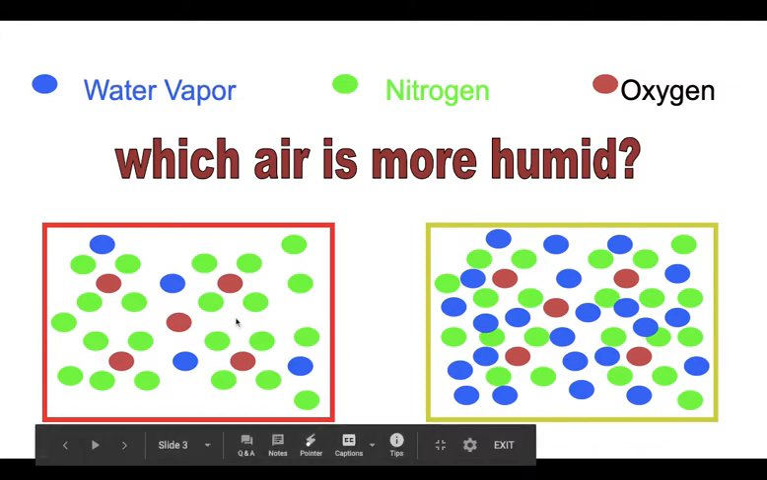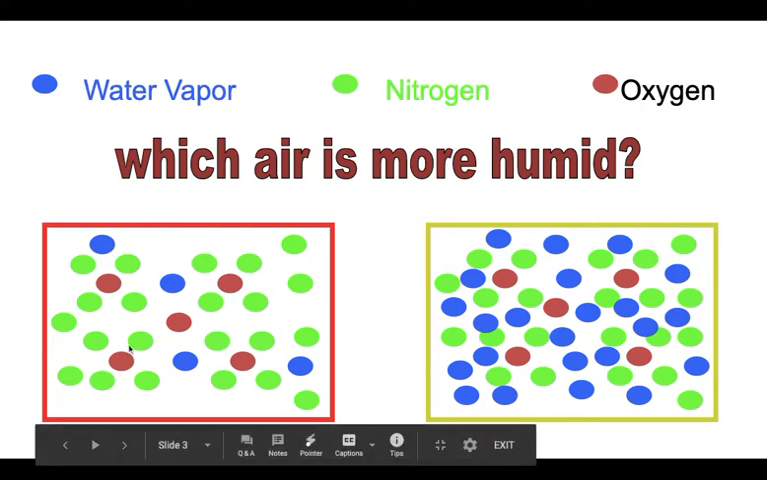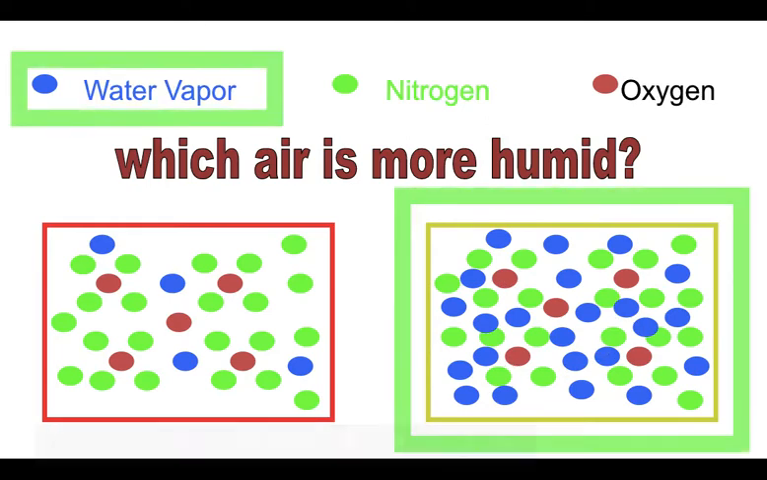Now, water vapor can change in the atmosphere. In this case, it looks like we have less water vapor. And in this case over here, it looks like we have more water vapor. So which would feel more humid? The yellow box.